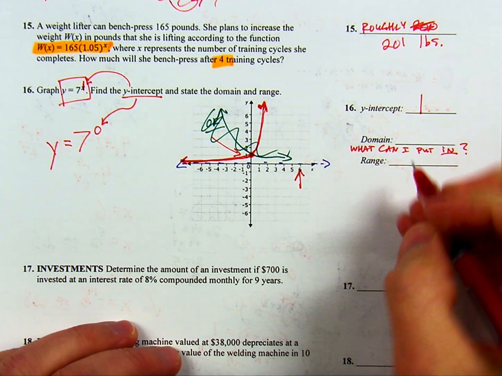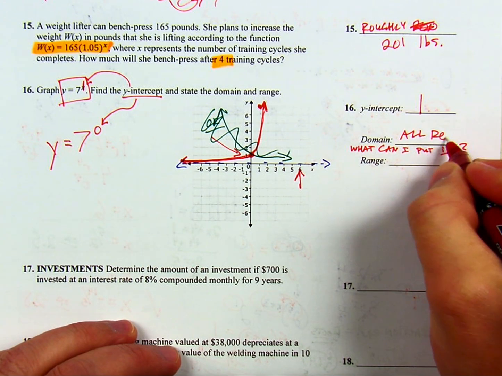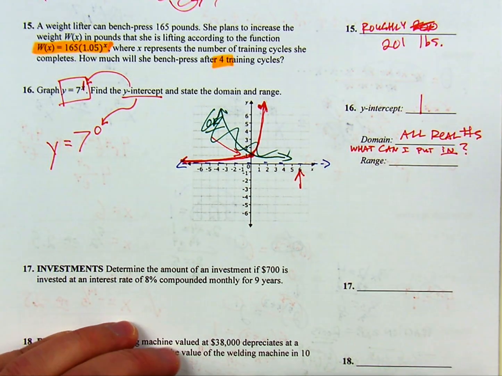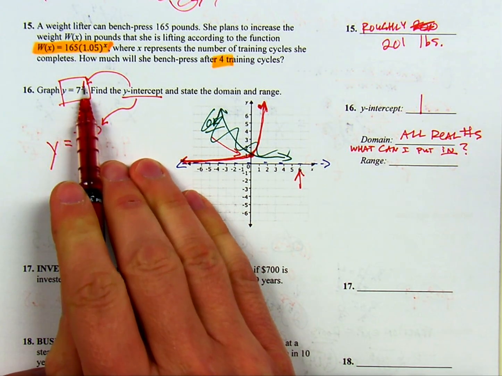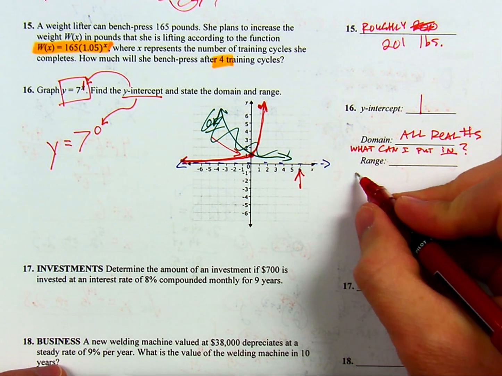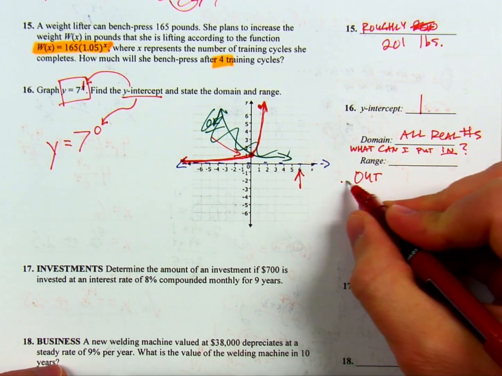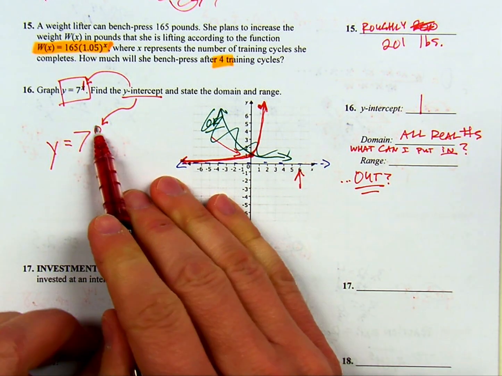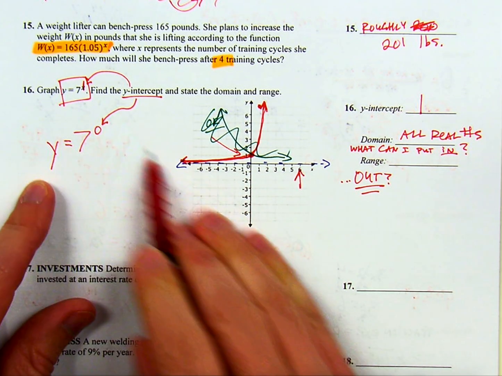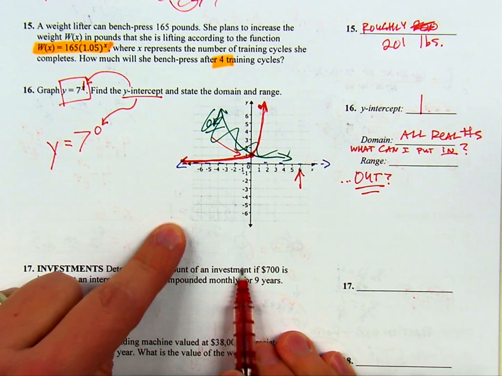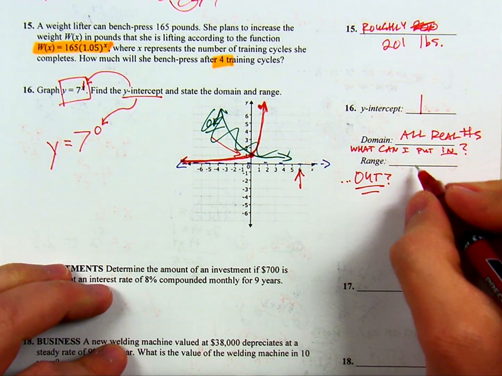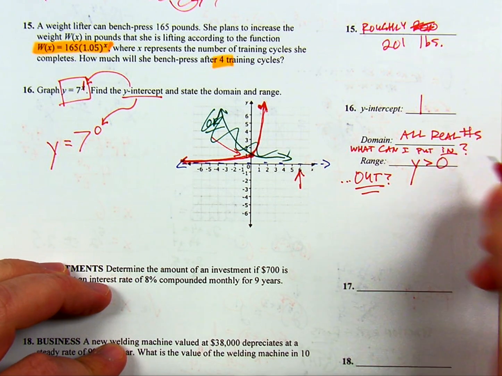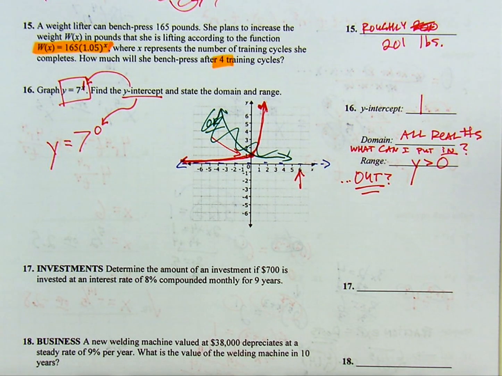For the domain, all real numbers. Right? There's no number that you can't put in for x. X could be anything. But what can I get out? Am I ever going to get a 0 out of this function? Nope, it's always going to be 7 to the something. It's always going to be something. Am I ever going to get a negative number out of this function? Nope. Y will always be positive. Y will always be greater than 0. That is the range and the domain of this function.